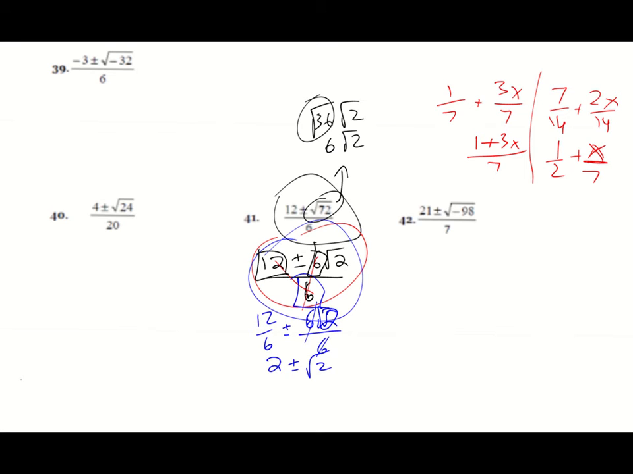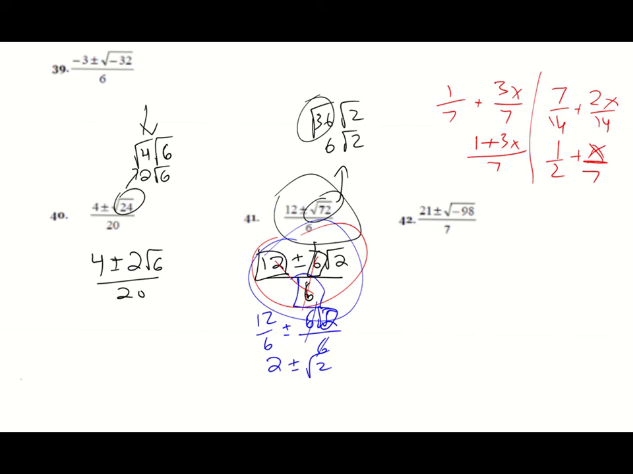How about number 40? We know that 24 has a lot of factors, 8 and 3, 6 and 4, 12 and 2, but we're only looking for perfect squares. So this turns into square root of 4 times square root of 6. We chose that because 4 is a perfect square. It's 2 square root of 6. And then we have 4 plus or minus 2 root 6 over 20.